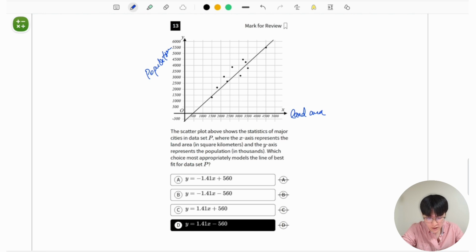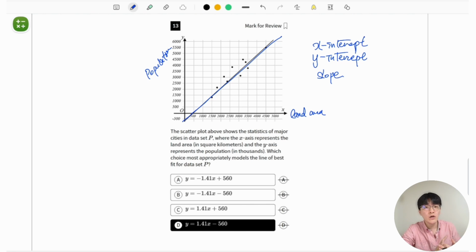And if we take a look here, in order to understand this trend line, we want to find some landmark values. And what I mean by landmark values is x-intercept, y-intercept, and slope. Those are the landmark values. If you know those values, then we can plot this line.